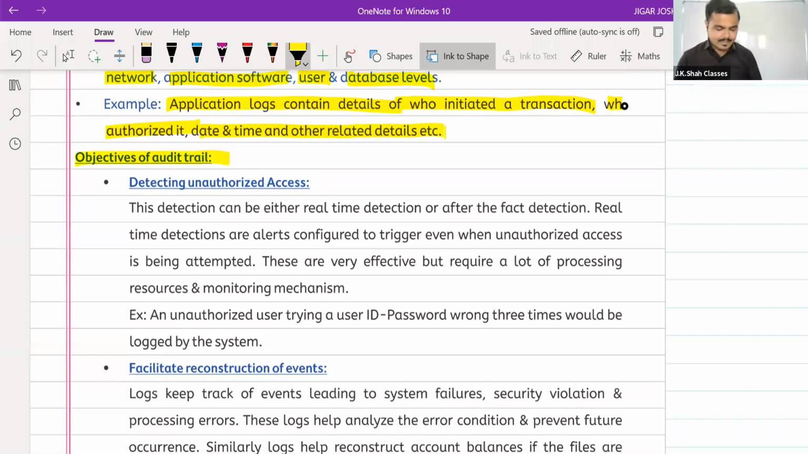The first one is detecting unauthorized access. Understood? Yes, sir. All the unauthorized access could be easily detected and corrective actions can be easily taken. Agree? Yes, sir. Because try to understand, people.